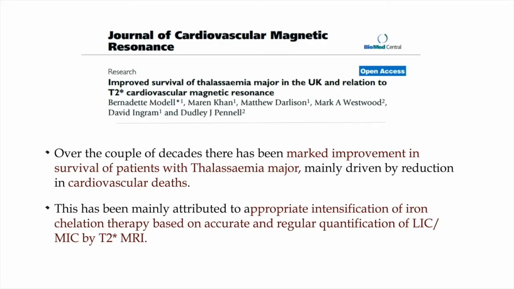One study I need to highlight over here. The study was done in the UK over 2 decades and they have shown that there is a very marked improvement in the survival of patients with thalassemia major, which is due to the reduction in cardiovascular deaths. And this is mainly attributed to the appropriate intensification of iron chelation therapy based on accurate and regular quantification of iron in the myocardium and liver using the T2 star MRI technique.